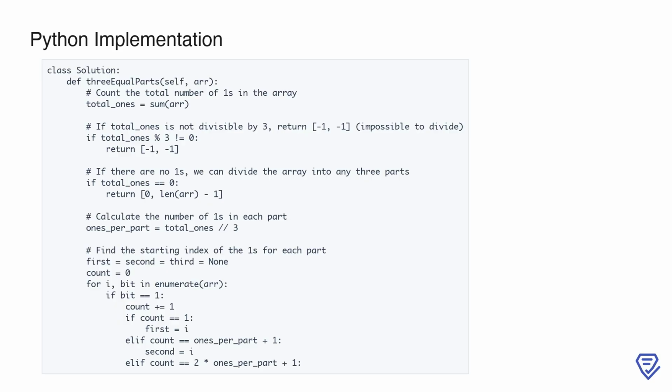Then, we initialize variables to store the starting indices of the first, second, and third parts, as well as a counter to keep track of how many ones we've encountered so far. As we iterate over the array, whenever we encounter a 1, we increment the count and assign the first, second, and third indices accordingly. These indices mark the first occurrence of a 1 in each of the 3 parts based on the ones_per_part calculation.